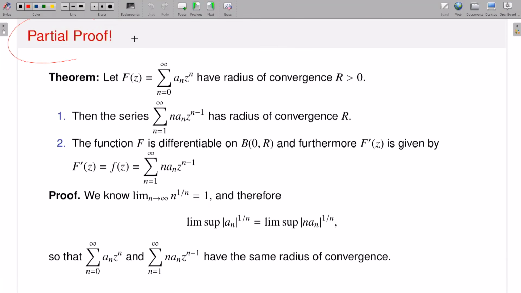So this is, as I said, a partial proof. So this is my theorem, and I am starting the theorem. Without loss of generality, I am assuming the power series is around the point z naught equal to 0. So here I am assuming that z naught is equal to 0. But the same proof will work even if I start with z naught non-zero.